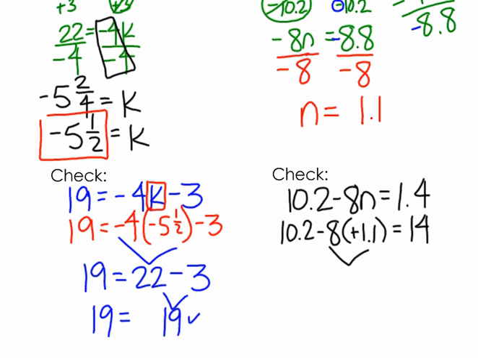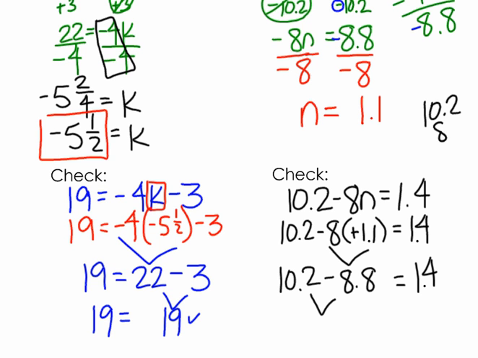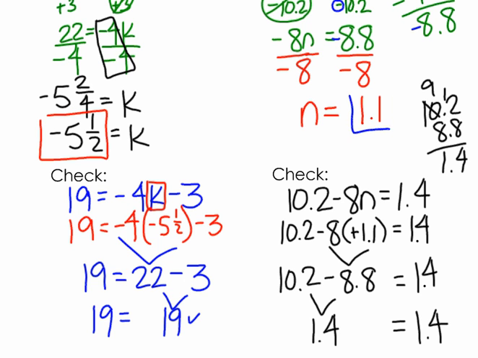So now I'm going to multiply negative 8 times 1.1, which is negative 8.8. Bring everything else down. And 10 and 2/10 minus 8.8, and I get 1 and 4/10, and that's exactly what I started with. Okay, so now I know that my answer of 1 and 1/10 is correct.